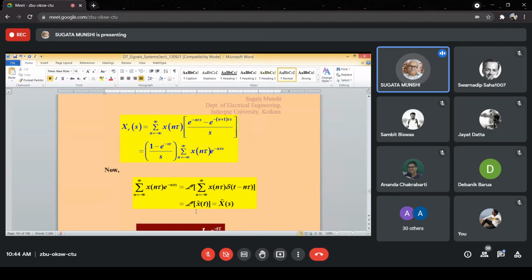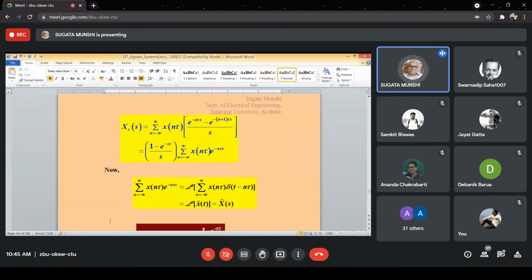This summation represents the uniformly sampled signal. So this is the Laplace transform of x tilde(t), that is capital X tilde(s). So ultimately in this equation, X_r(s) is equal to whatever is there within first brackets times capital X tilde(s). Now if you consider this zero order hold, or you may say the practical DAC, what is the input to the DAC? It is x tilde(t). So the Laplace transform of that is X tilde(s).